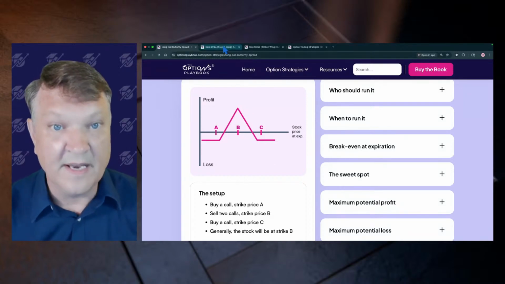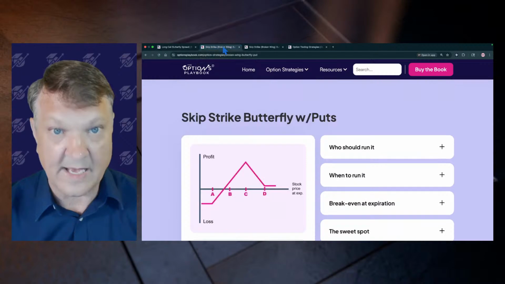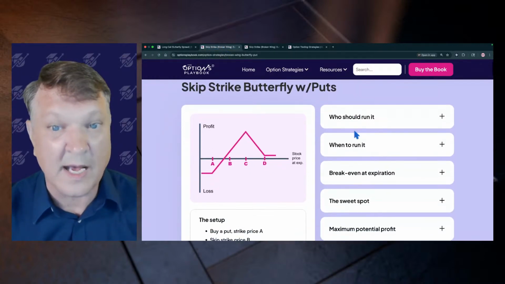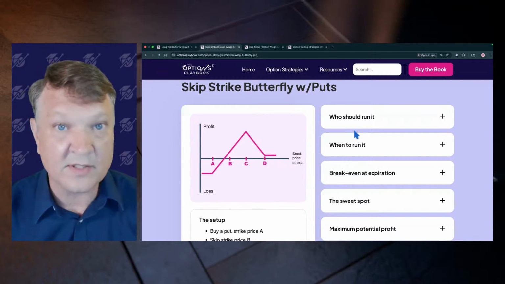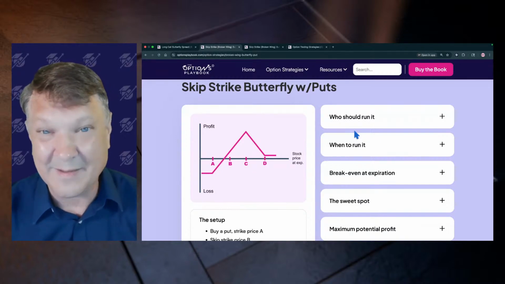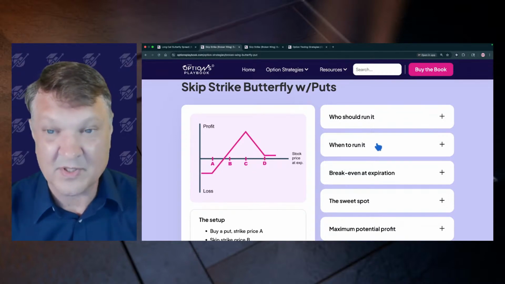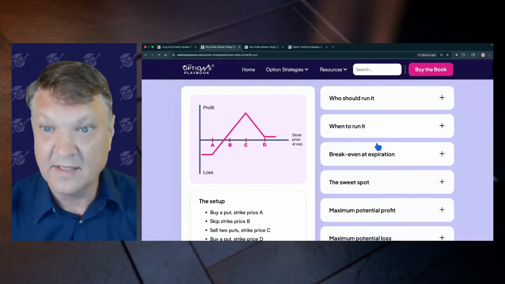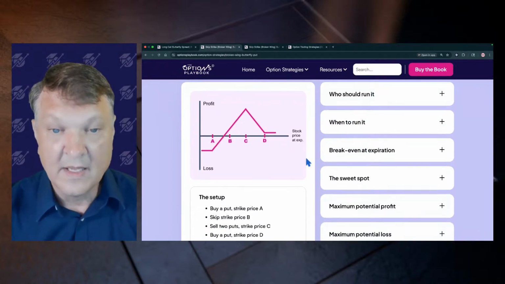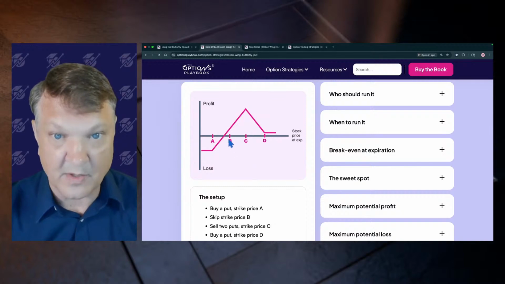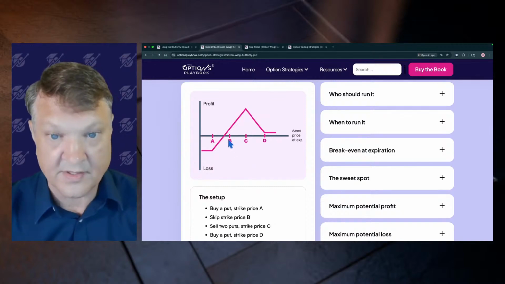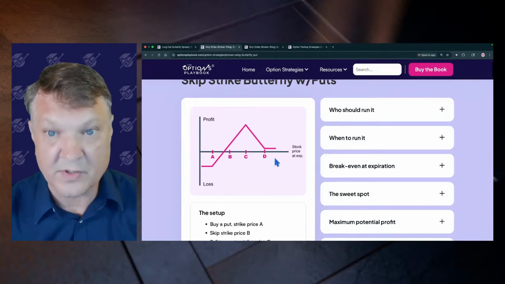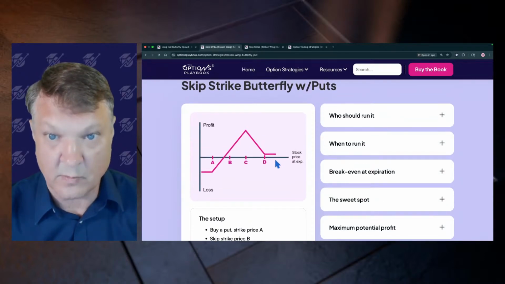So the next butterfly that we're going to look at is a skip strike, otherwise known as a broken wing. It's more commonly known as that. But if you watch Options Guide TV more than once when we've introduced skip strike butterflies, I'd rather talk about it as a skip strike. I'm not going to get into the definition and the reason why. But in this instance, we are skipping a strike. We're doing this on the call side of things, and this one's with the puts. So we're going to do one with the puts, and we're going to do one with the calls.